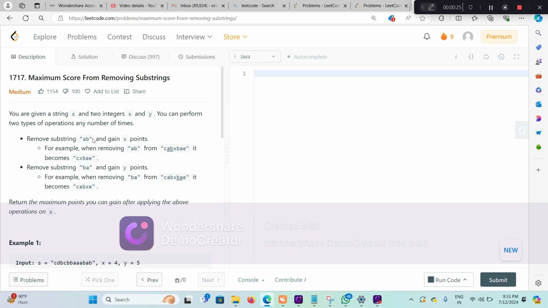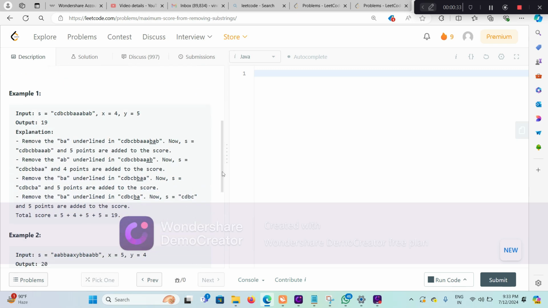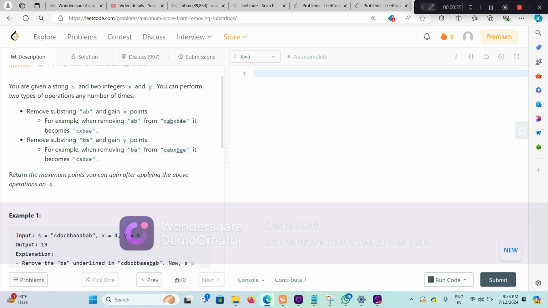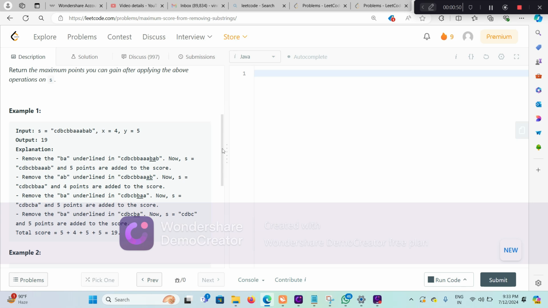If we remove AB, then we will get X points. If we remove BA, then we will get Y points. For example, you can see in this example, we can remove this AB, the underlined one, then we will get X points. Then we have BA, then we will get another Y points. So X plus Y would be the total score. But this is one of the simplest examples, and we have a lot of complex possibilities as well.